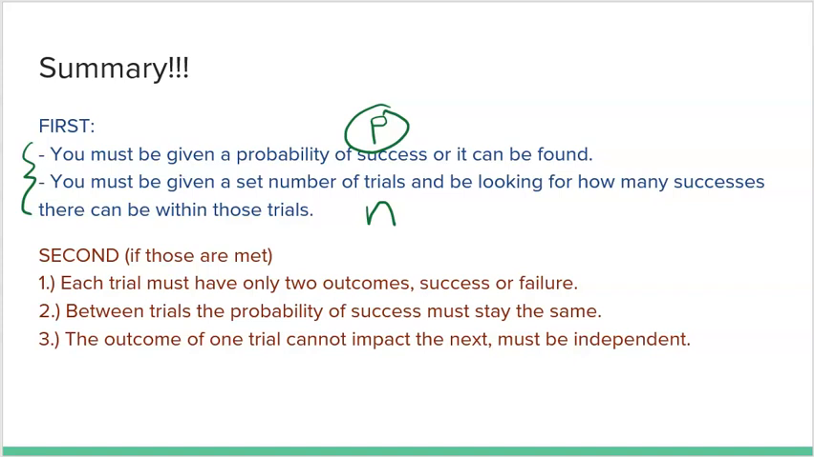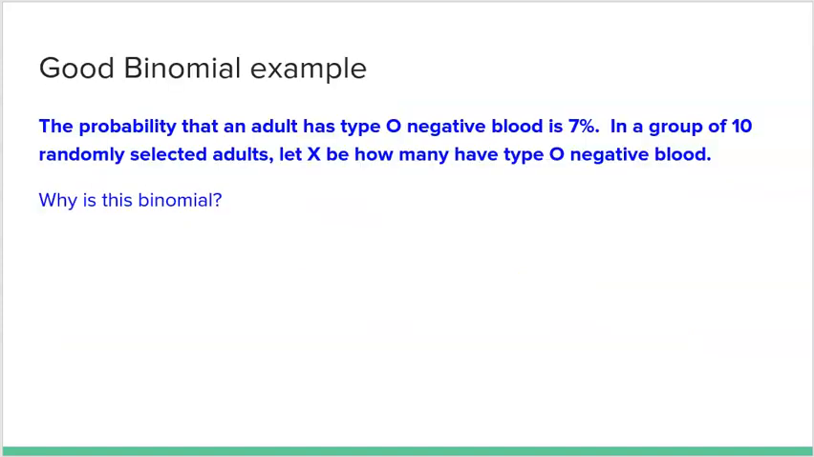Let's look at an example and make sure we understand all of these things. The probability that an adult has type O negative blood is 7%. In a group of 10 randomly selected adults, let X be how many have type O negative blood. So first, I am given the probability of success. The probability that a person has type O negative blood is 0.07. Now that also tells me the probability of failure, not having type O negative blood, is 0.93.